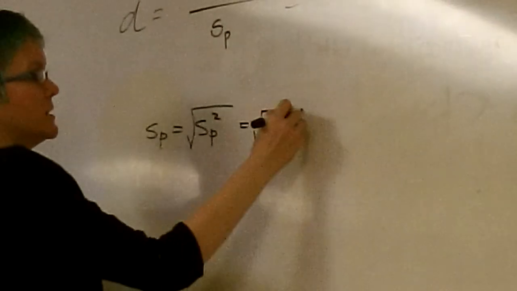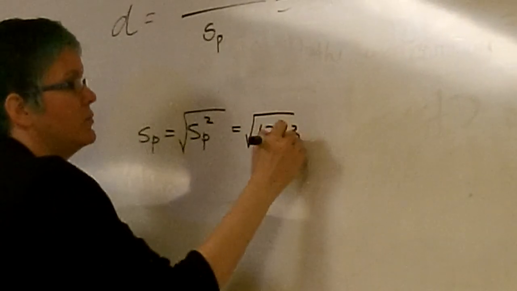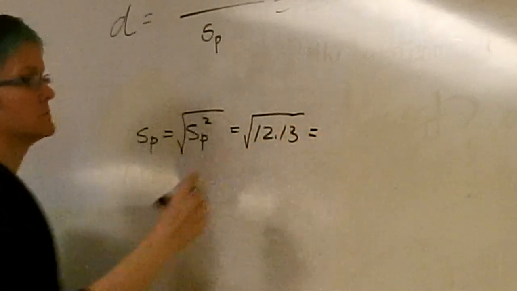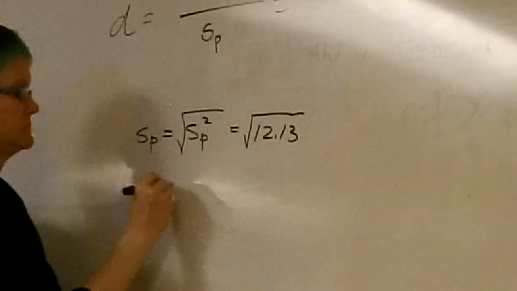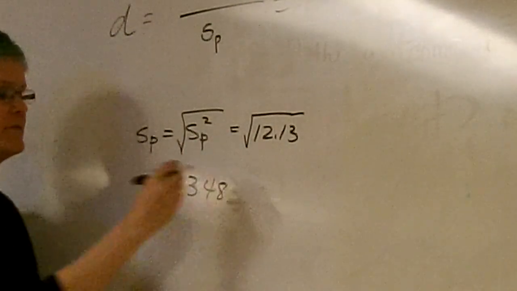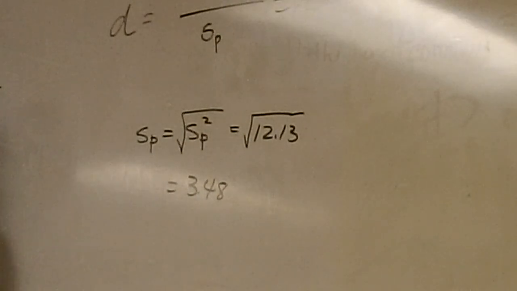So, the square root of 12.13 is what? 3.48. Do we have confirmation on that? The square root of 12.13 is 3.48? Yes, that's right.